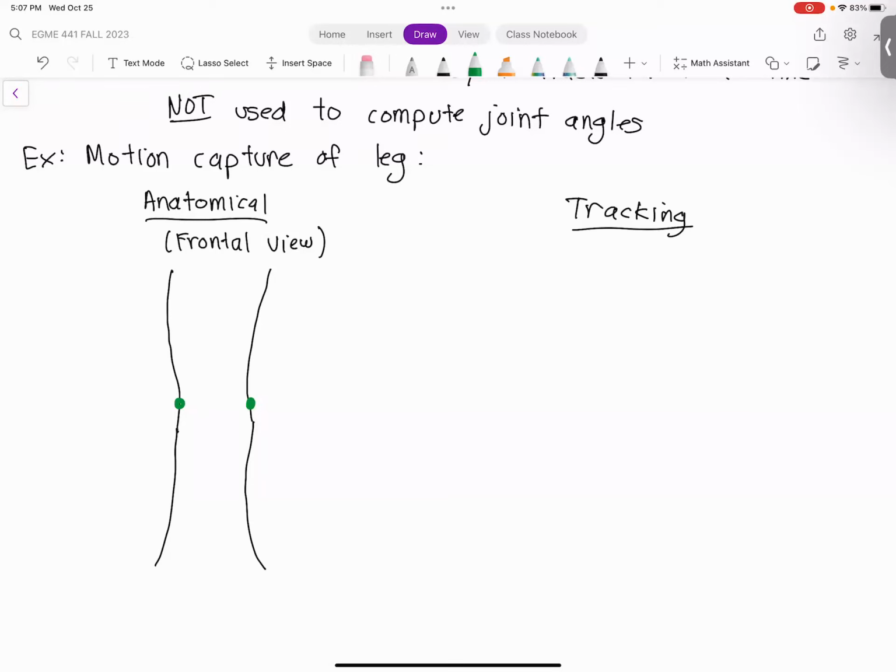Okay, so we have markers on the inside and outside of the knee. Okay, and so those are going to be the ones that closely track your femur, and also your tibia and your fibula. Okay.